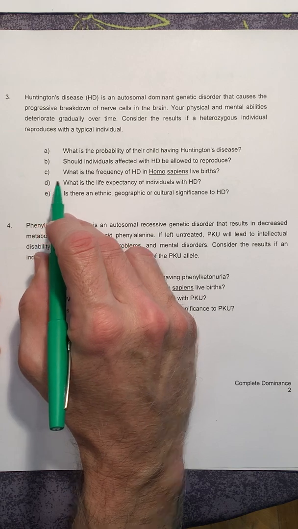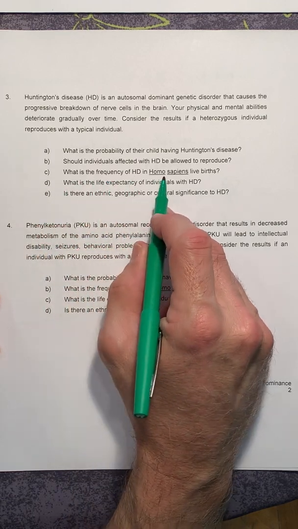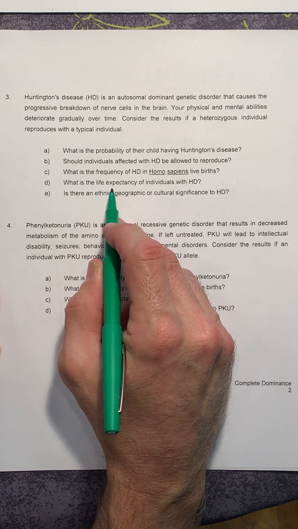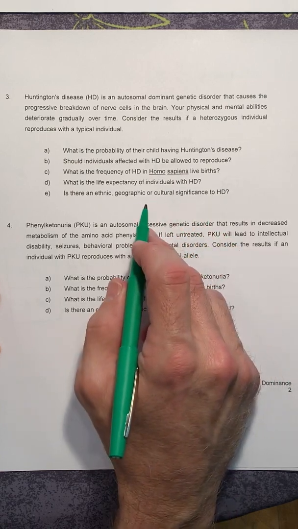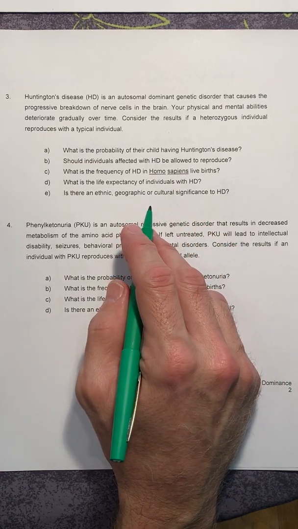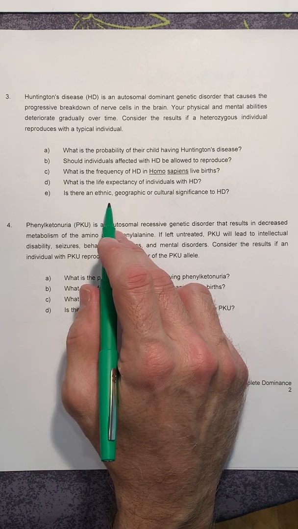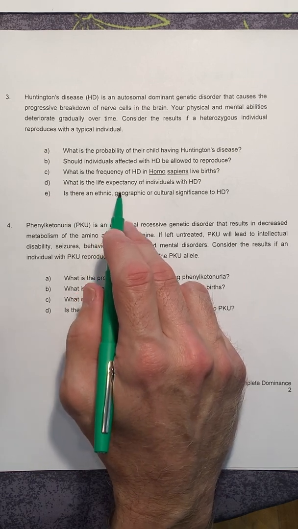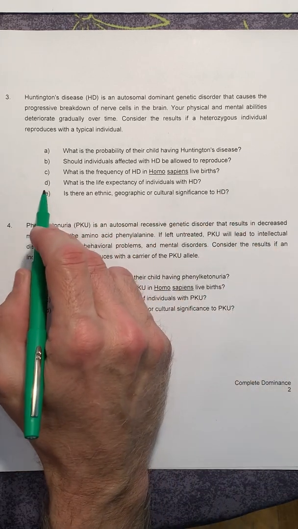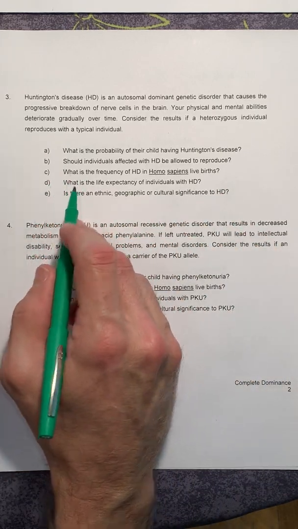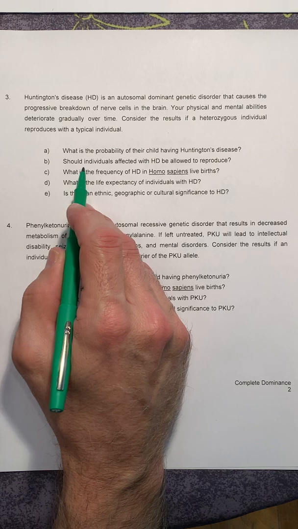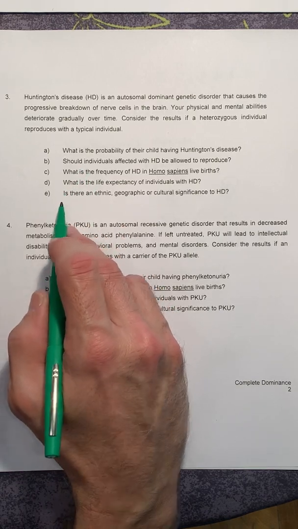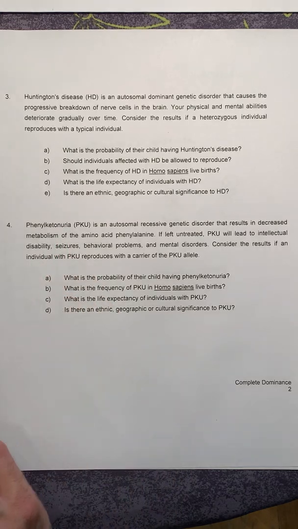Then, part C. What is the frequency of Huntington's in Homo sapien live births? D. What's the life expectancy? Are there any ethnic, geographic, or cultural significance to Huntington's? This is where you should have found that in cystic fibrosis, there's an ethnic link. Sickle cell anemia, there's an ethnic link. Is the same also true in Huntington's? So C, D, and E, this is some work on Google. A is the actual answer of 50%. B, I'm asking you to consider it. What's your opinion? And then C, D, and E, look it up and find out about Huntington's and what it actually does to us as an individual. Good luck. Have fun.